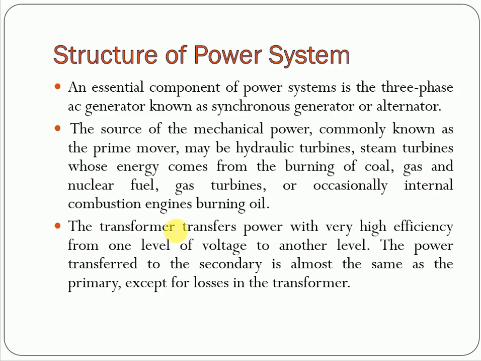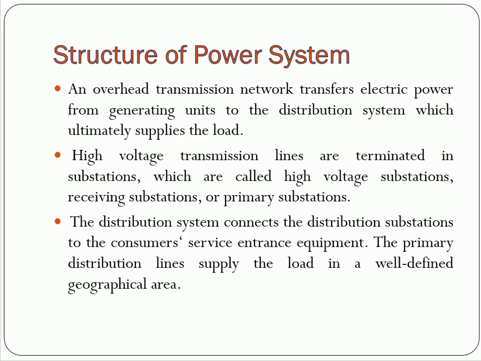The transformer transfers power with very high efficiency from one level of voltage to another level. The power transferred to the secondary is almost the same as the primary except for the losses in the transformer. An overhead transmission network transfers electrical power from the generating unit to the distribution system, which ultimately supplies the load. High voltage transmission lines are terminated in substations, which are called high voltage substations, receiving substations or primary substations.